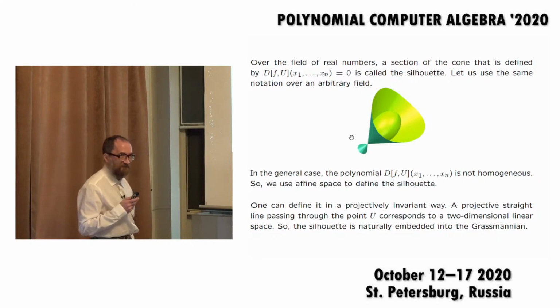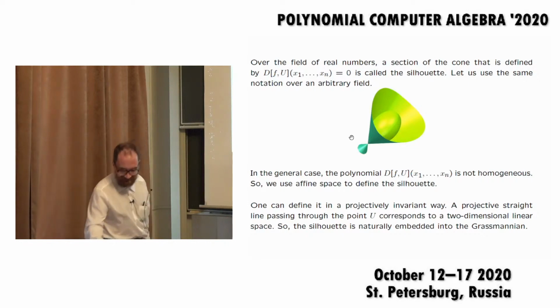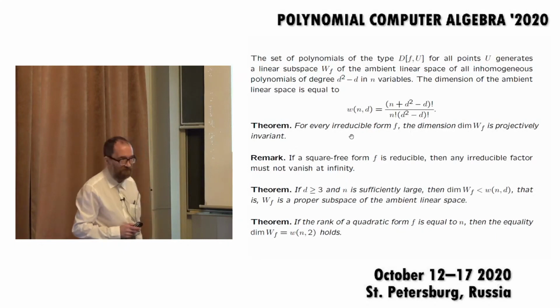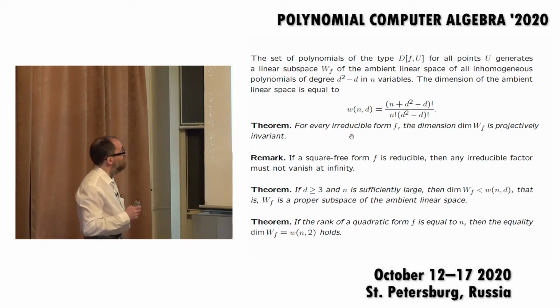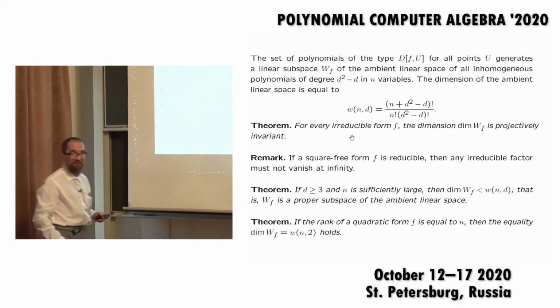And it is crucial to prove that I have a projective invariant. The set of all polynomials of type D, that is the set of polynomials of all silhouettes, generates a linear subspace that is called W, a subspace inside the ambient space of all inhomogeneous polynomials. The dimension of the ambient linear space equals W. You can see how to compute W.